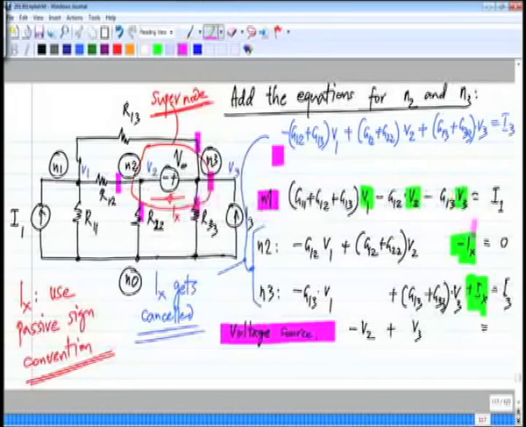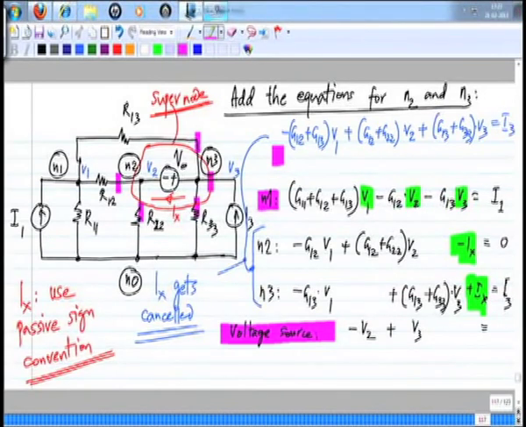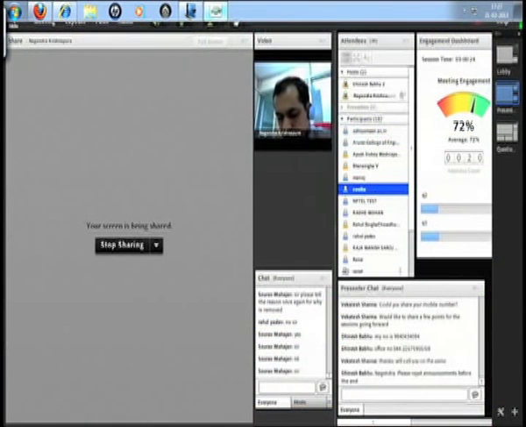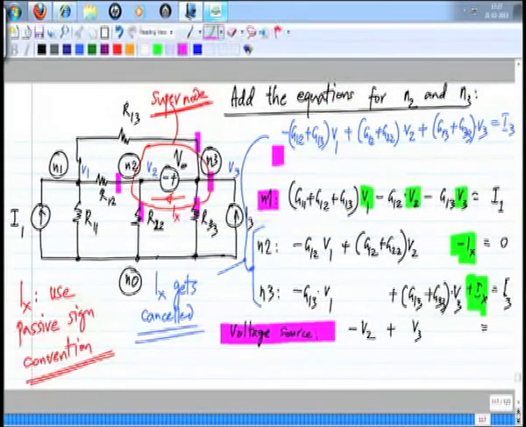Similarly, if you want to think about it from the equations, originally we wrote the equations for N2 and N3. For N2 you get minus IX and for N3 you get plus IX. And when you write the KCL for the whole supernode, you are essentially adding up the equations for N2 and N3. So minus IX will always cancel with plus IX. Is that fine? Is that the question you wanted to ask?